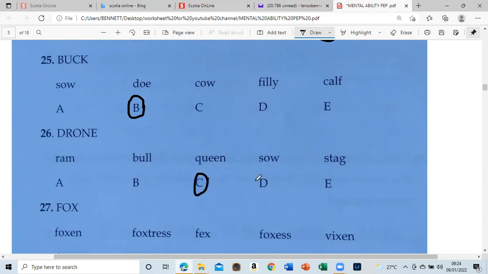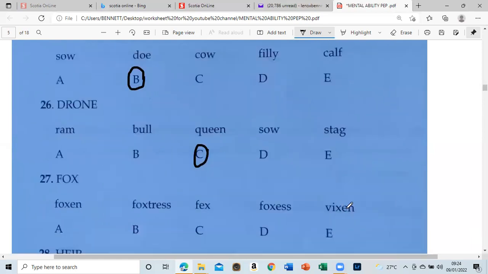Bring your queen and leave your machine. All right, fox. Is it foxen? Is it foxtress? Is it fex? Is it foxes? Is it vixen? And 27 is, just scroll down so you guys can see, vixen, or E.